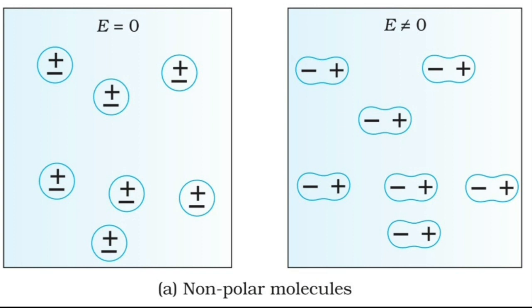Now coming to the second diagram on the right-hand side, it's written E not equal to 0. That means the sample is kept in the presence of an external electric field.